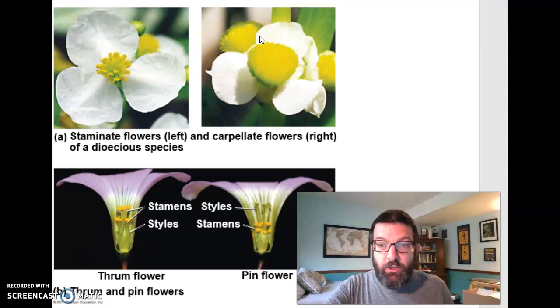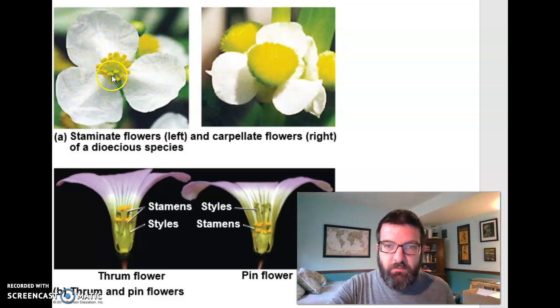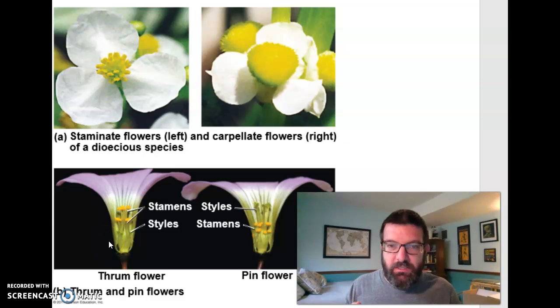At the top here is a dioecious flower where you have male flowers or staminate flowers to the left with stamen and female or carpellate flowers to the right with just a carpel. Down here, the thrum flower has two different types, morphotypes, one with the stamen up high and one with the stamen down low, and the styles are reversed. And this means that essentially bees get the pollen on different parts of their body.